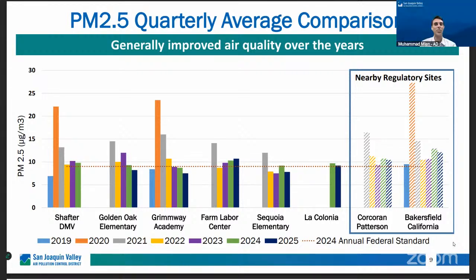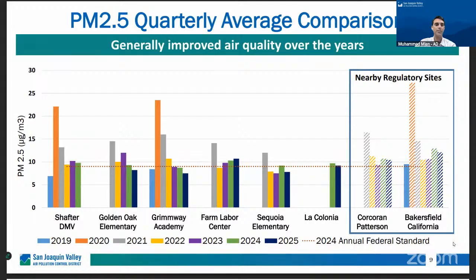Okay. So generally, air quality has improved over the years. This bar chart shows the average PM 2.5 for Q3 over the years, starting from 2019. The x-axis, which is the horizontal axis, shows the community sites with the bar color representing the year, while the y-axis, the vertical axis, shows the quarterly average PM 2.5 value in micrograms per meter cubed. The dotted line across the chart is the 2024 federal annual standard of 9 micrograms. The sites shown on the right-hand side within the blue box are the closest regulatory monitoring sites for reference. Overall, PM 2.5 has trended downwards over the years, mostly staying below the annual federal standard.